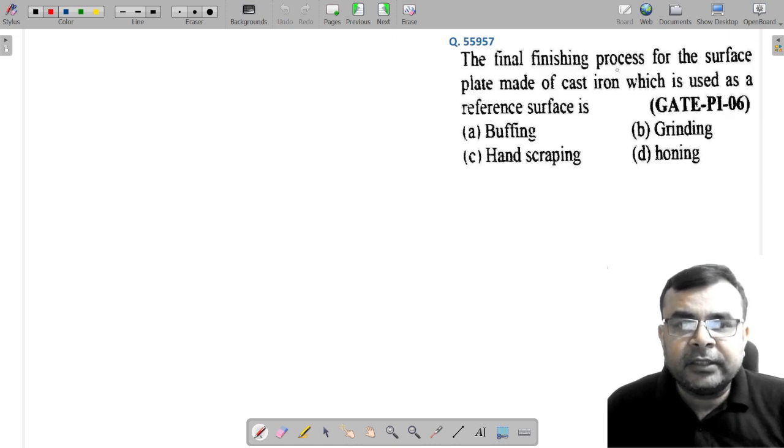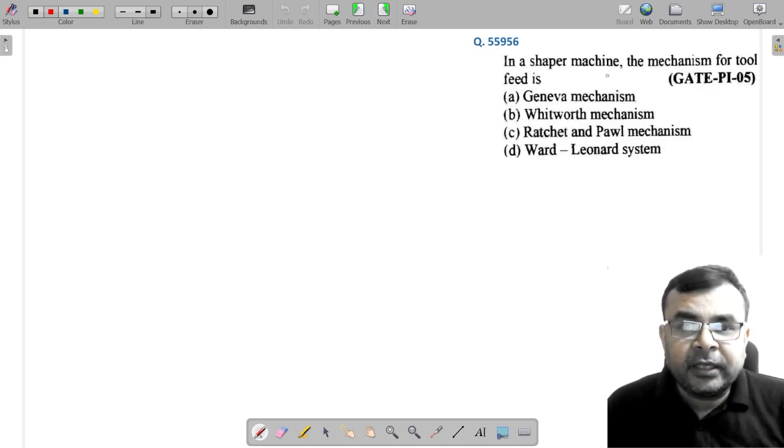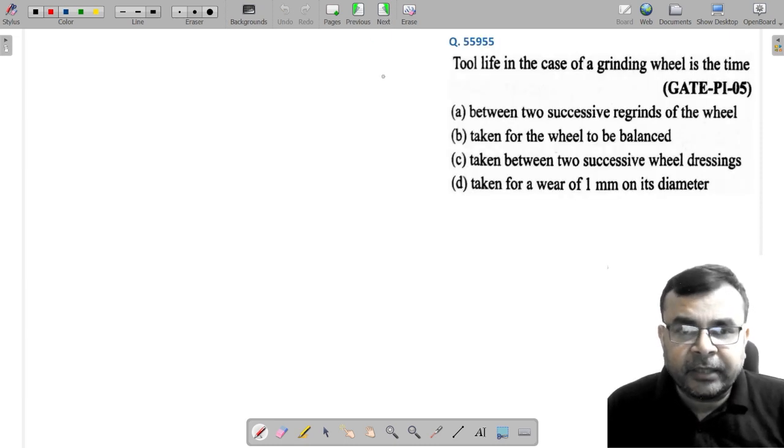Two final finishing processes for the surface plate made of cast iron, which is used to reference surfaces. So the correct answer is buffing operation. Is it clear? Buffing operation. In a shaper machine, the mechanism for tool feed is the Whitworth quick return mechanism.